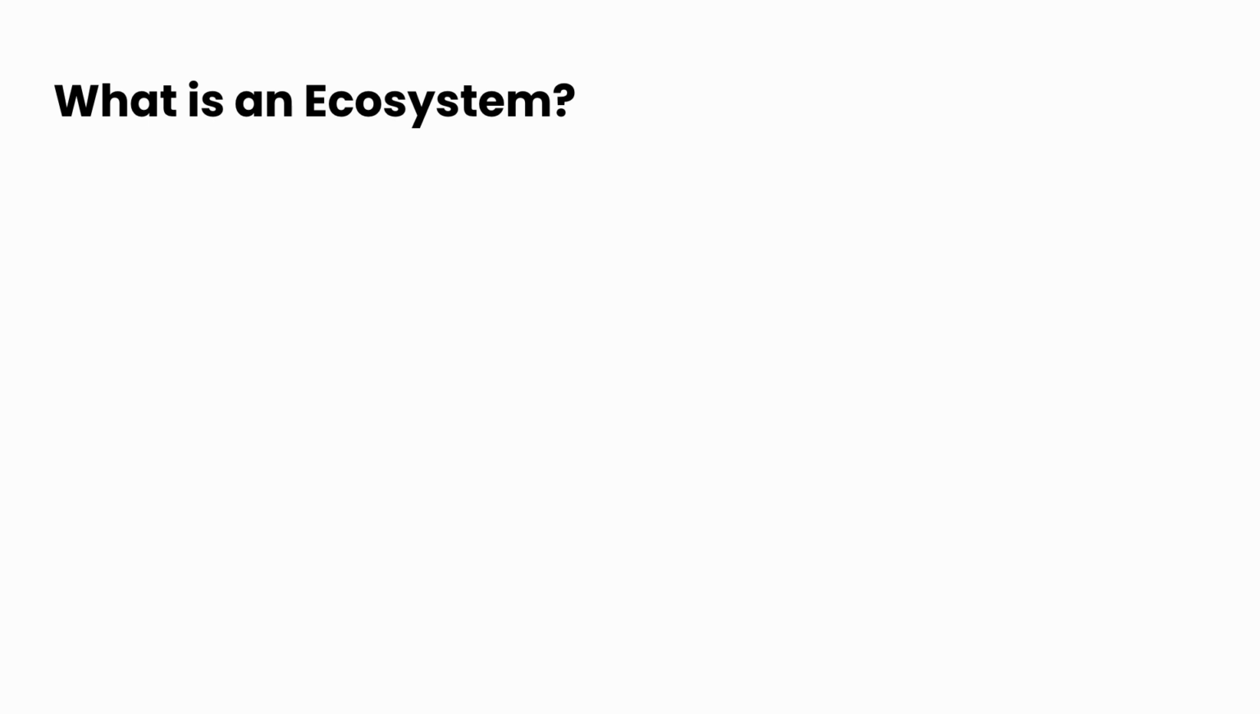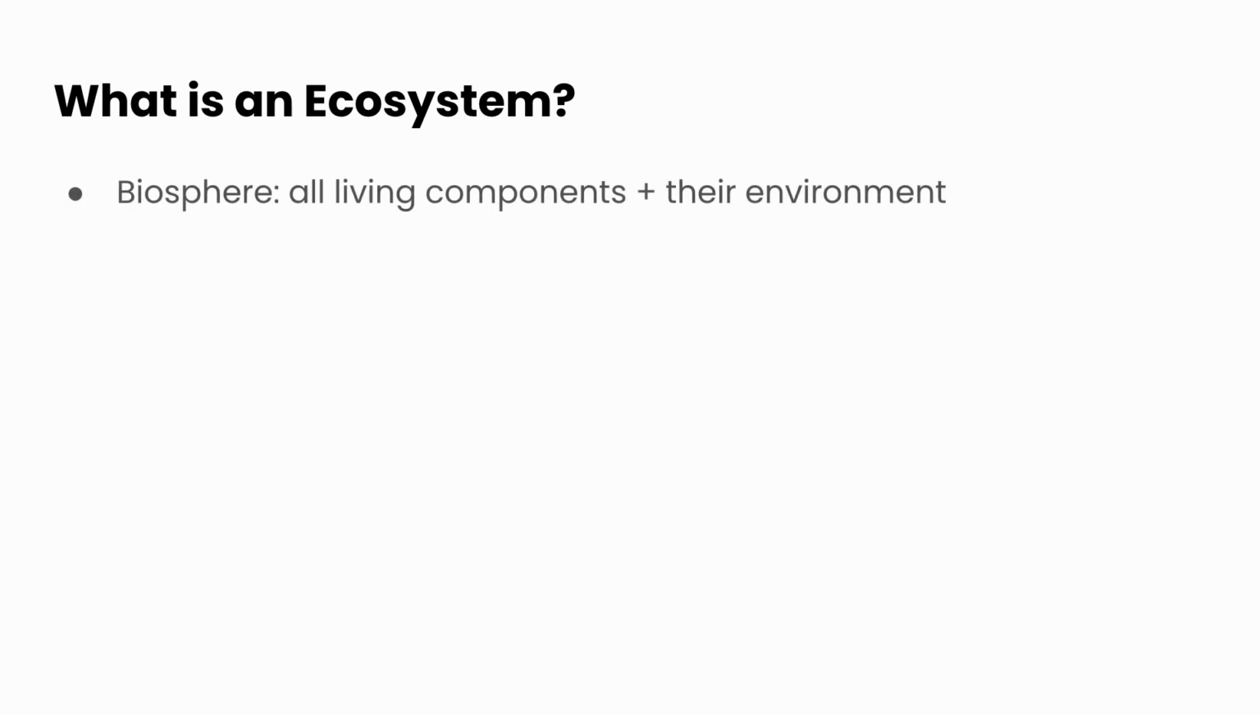When we're talking about ecosystems, we need to go back to our classifications with our spheres. If you recall, a biosphere is all of the living components of our Earth, as well as the environment that they interact with. So that's the big picture. But if we need to talk about smaller components within the biosphere, we have to narrow it down a little bit. And so we have other words that we can use to classify those smaller bits of the biosphere.